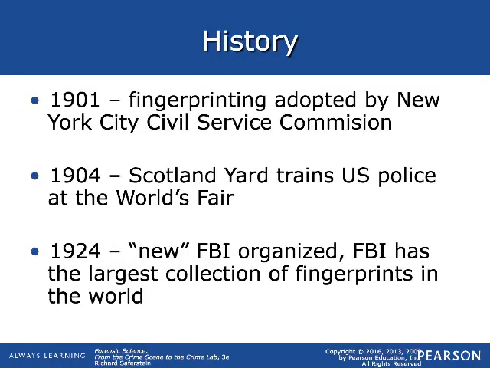Okay, so in 1901, the New York City Civil Service Commission used fingerprinting to identify its employees. So that's where it started. In 1904, Scotland Yard came to the United States, and they started training U.S. police in how to fingerprint and how to interpret the fingerprints at the World's Fair. And then in 1924, the FBI was reorganized, and they started collecting fingerprints. So the FBI has the largest collection of fingerprints in the world.